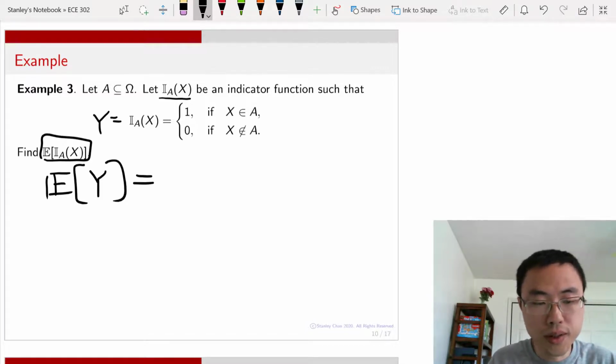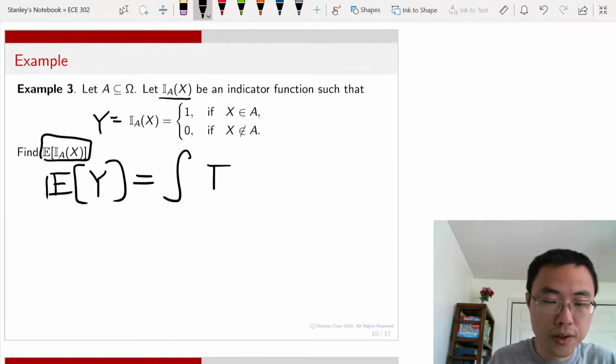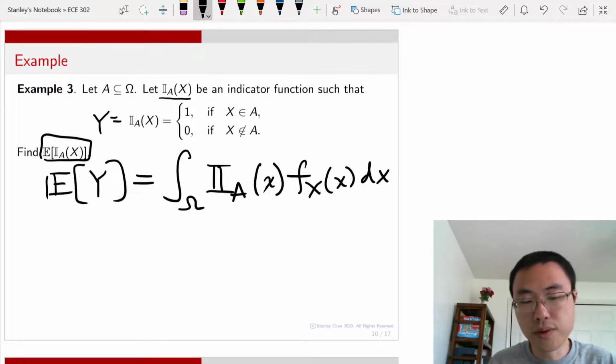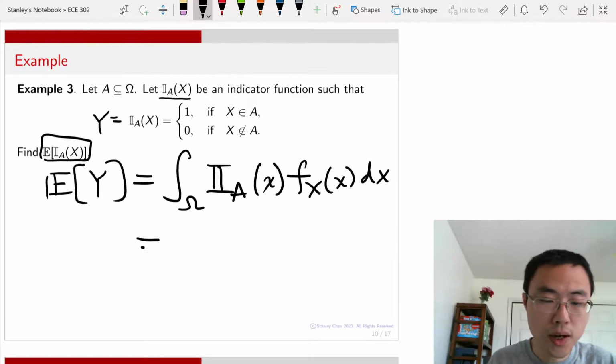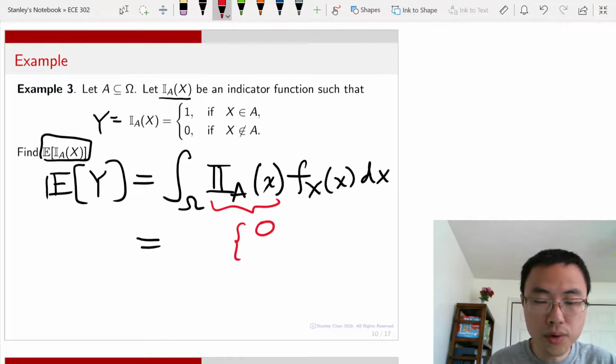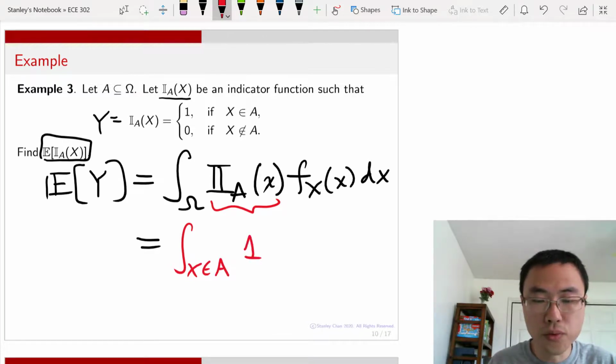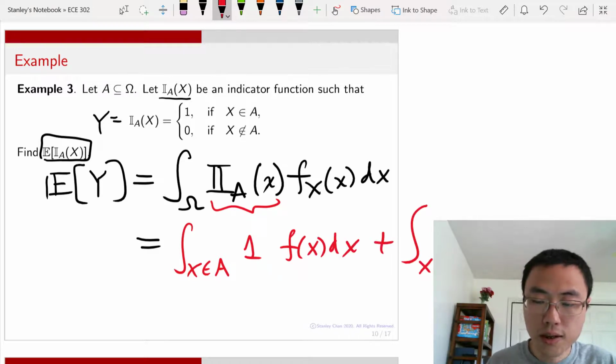So what is this expectation? Well, this is the integration of this indicator I_A of x, and then you have f_X of x dx. This is integrating over all the possible x, so you have integration over the entire sample space omega. This indicator function will give you either 0 or 1, so you can break it up into two parts. One is that x is inside A. If that happens, then this indicator function will give you 1, and then you have f_X dx. Otherwise, x is not in A, then this indicator function will give you 0, and then you have f_X dx.